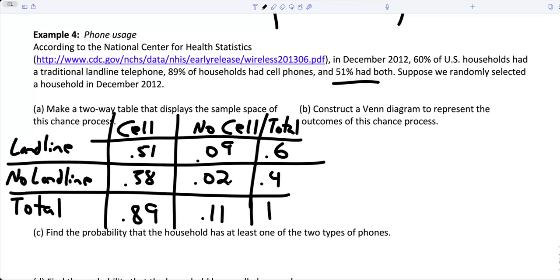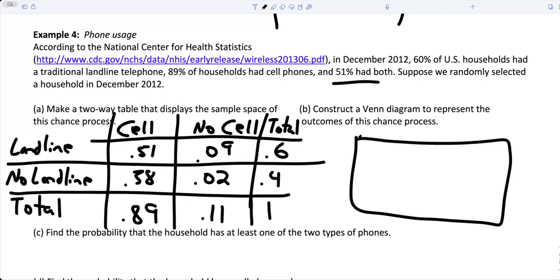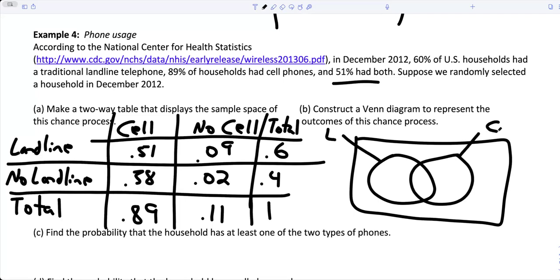So now let's do the Venn diagram. It's the same process. You have to have a sample space. I'm going to let L equal the probability that it's a landline, C equal the probability that it's a cell. This is going to be L. This is going to be C. Where do we start? The intersection. So what goes in the middle there? 0.51.